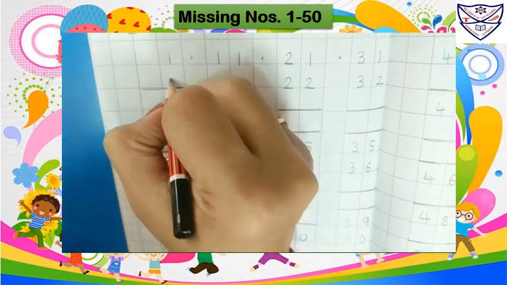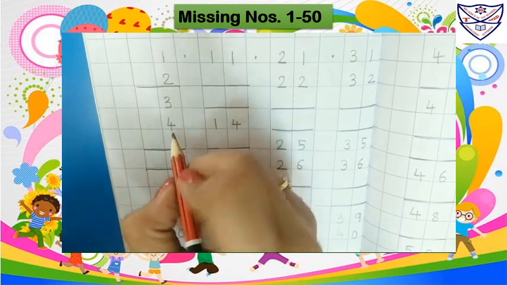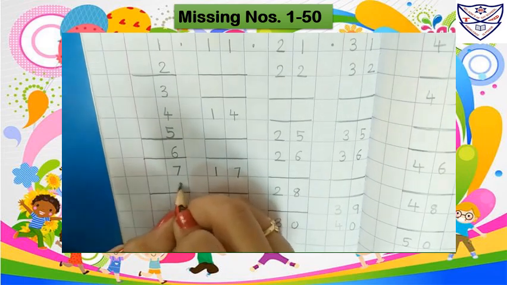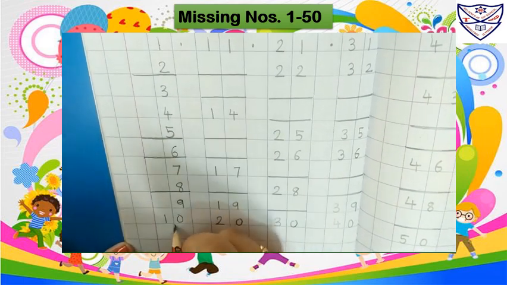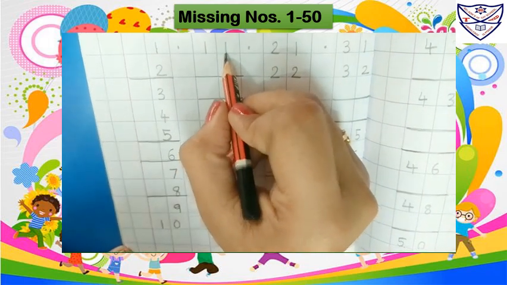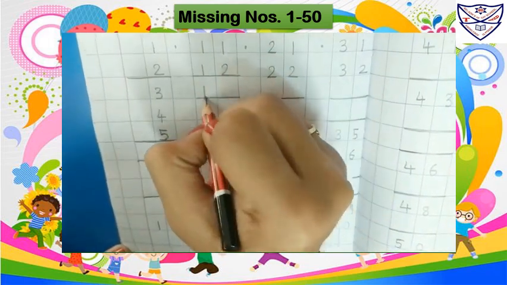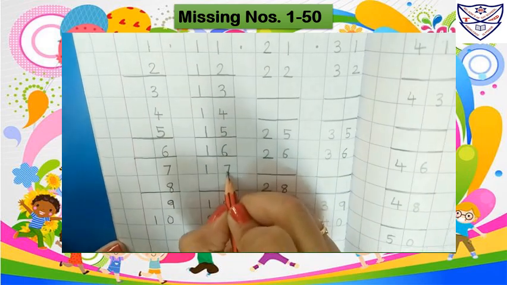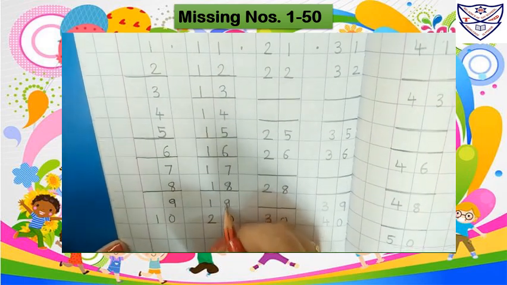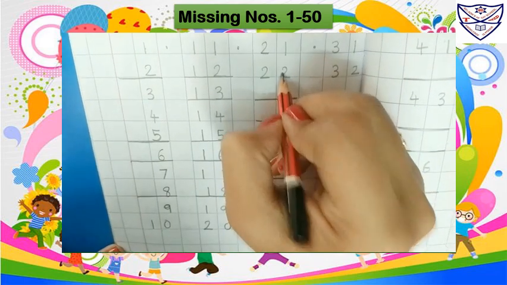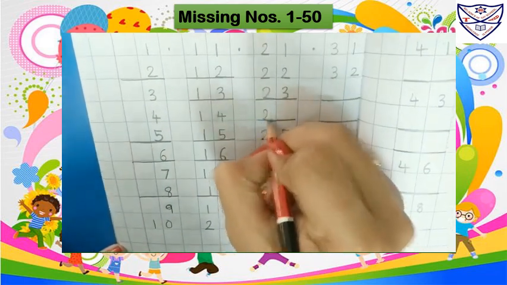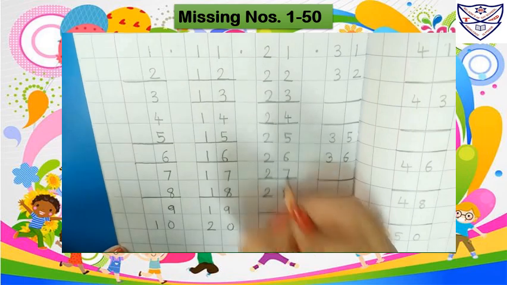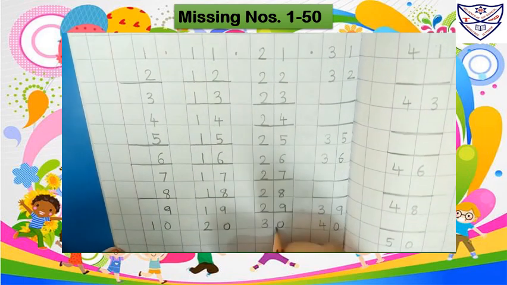1, 2, 3, 4, 5, 6, 7, 8, 9, 10. 11, 12, 13, 14, 15, 16, 17, 18, 19, 20, 21, 22, 23, 24, 25, 26, 27, 28, 29, 30.